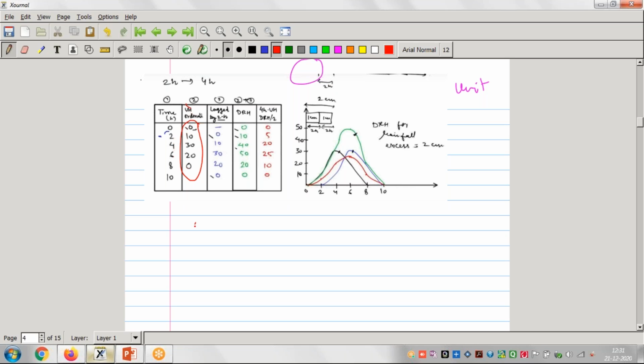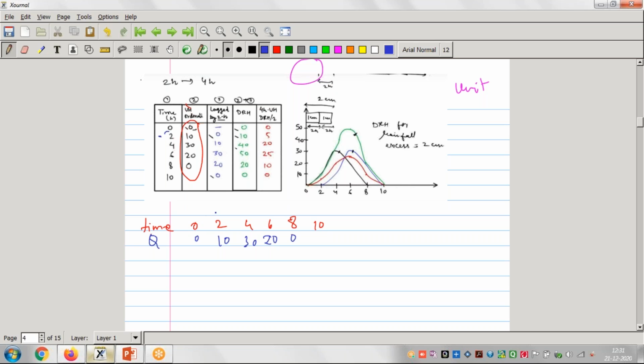See, this is our time: 0, then 2 hour, then 4 hour, then 6 hour, 8 hour, and then 10 hour. And after 0 hour, this Q is what? This 0 time, 0, then 10, then 30, then 20, then again 0, right?